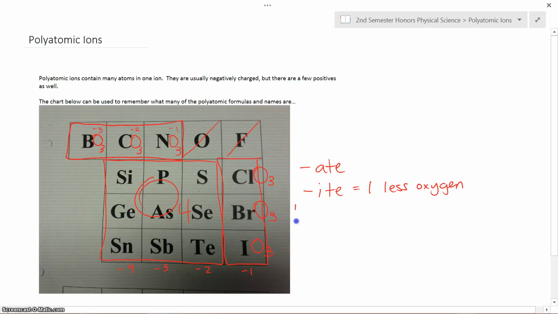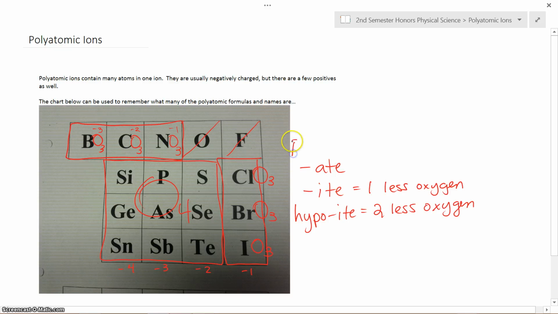Sometimes what you'll see is a prefix hypo, still with ite on the end. That means 2 less oxygen. Same charge. So hypochlorite would just be ClO, -1. Hyposulfite would be SO2, -2.